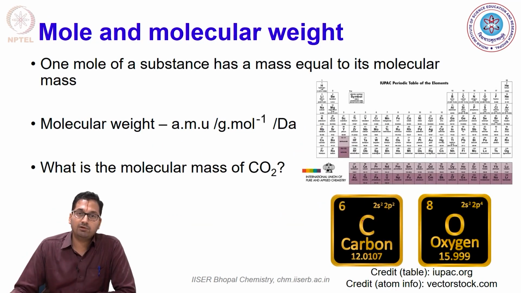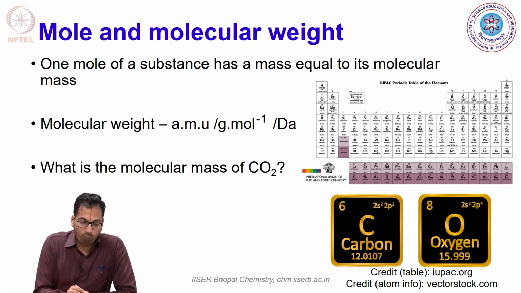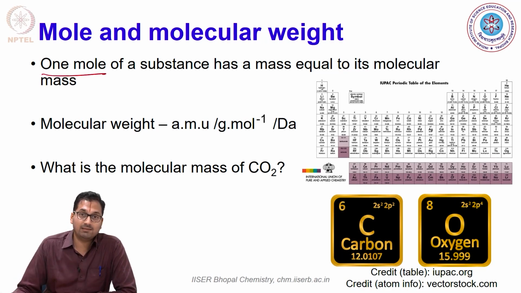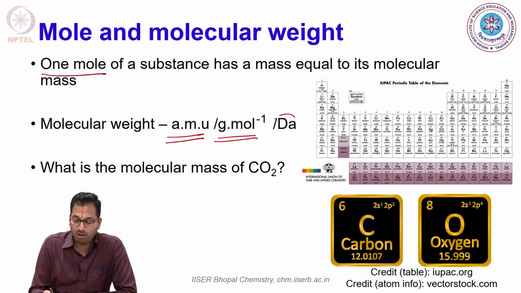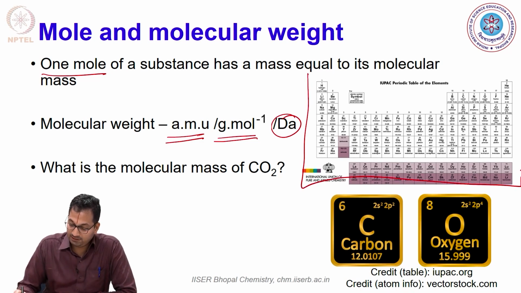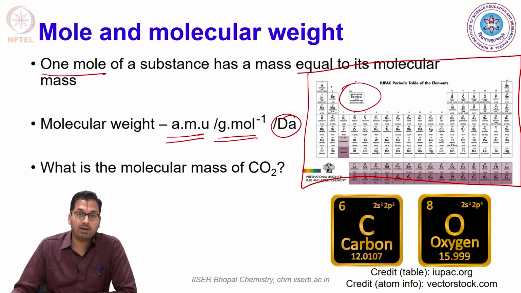So now let's get into the idea of what is mole and molecular weight. 1 mole of a substance has a mass that is equal to its molecular weight. As you see here, molecular weight is defined in atomic mass units, or grams per mole, or Daltons. And to the right-hand side here, what you see is the periodic table given by IUPAC, which attributes different features such as the molecular mass of a given atom and its isotope.